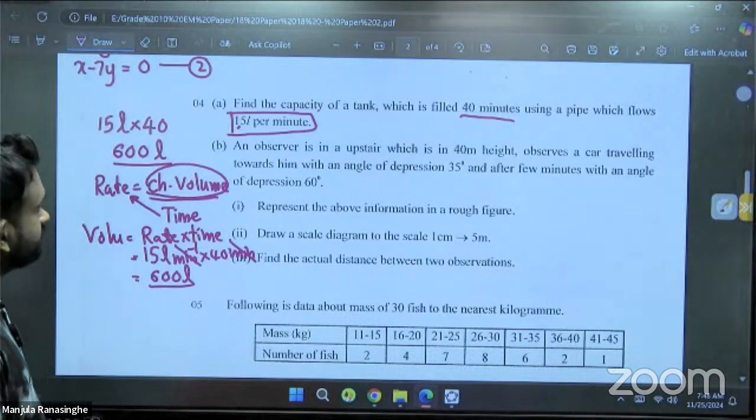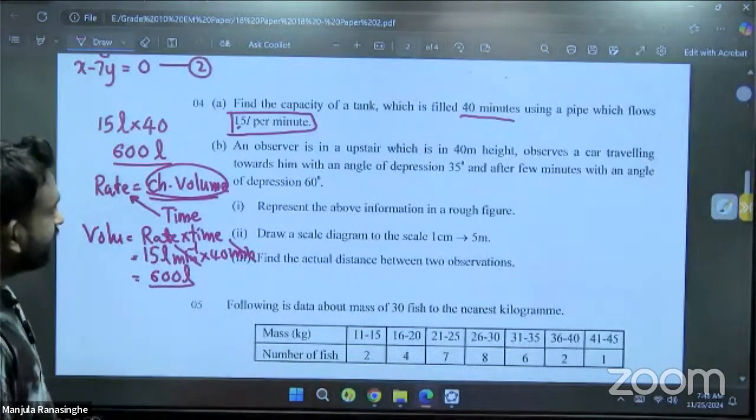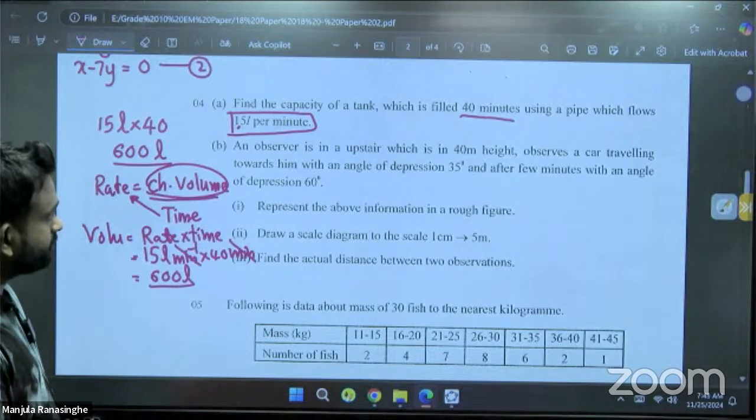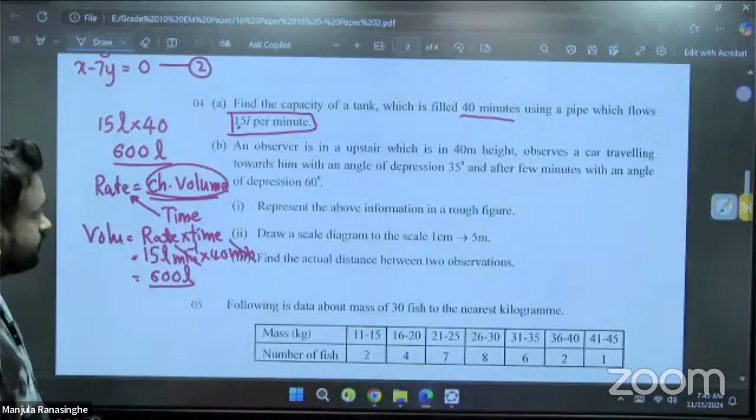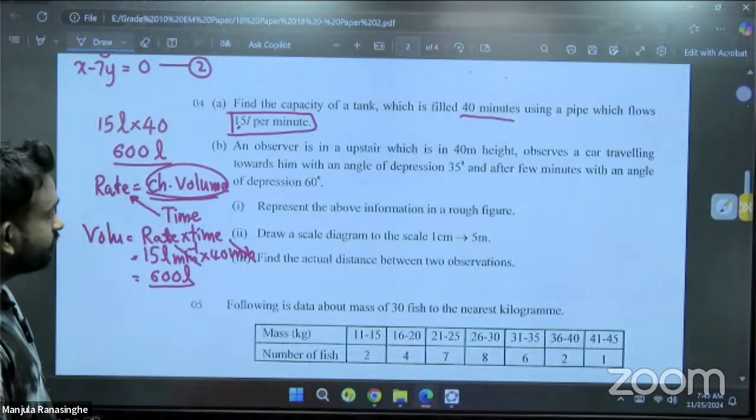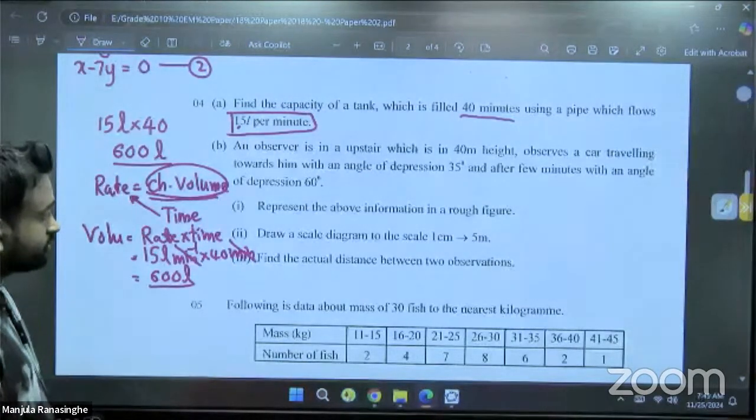Observes a car traveling towards him with an angle of depression 35 degrees and after a few minutes with an angle of depression 60 degrees. Represent the above information in a rough sketch and draw a scale diagram to the scale given. Find the actual distance between the two observations.